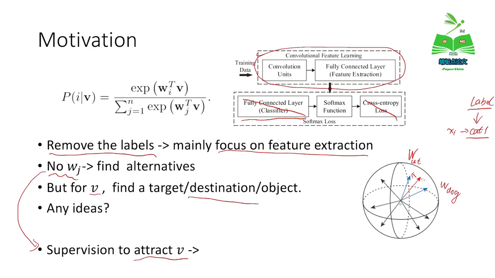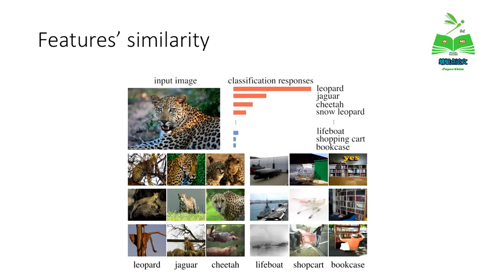So this is a basic definition, basic step. We need to think of some ideas, some alternatives to replace the WJ. They also talk about their motivation. Their motivation is based on feature similarity, which means even when they use supervised learning, they also have the V, and FCV to get logits. So they also have the V.